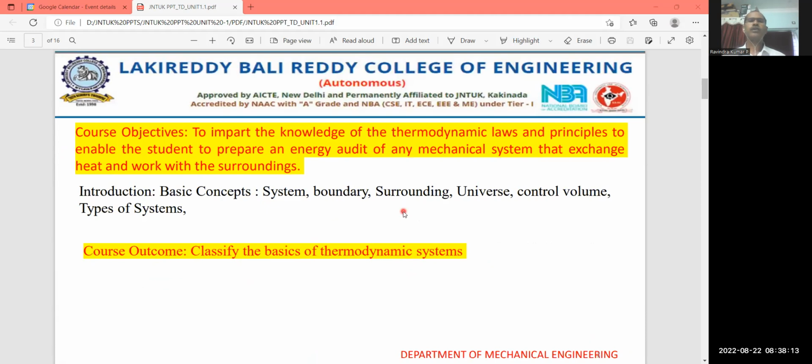Then what is the course educational objective of this particular course? The intention is to impart knowledge of thermodynamic laws and principles to enable the student to prepare an energy audit of a mechanical system that exchanges heat and work with the surroundings. This is the particular content I am going to discuss in today's class, and the outcome from it is that you are going to classify the basics of thermodynamic systems.